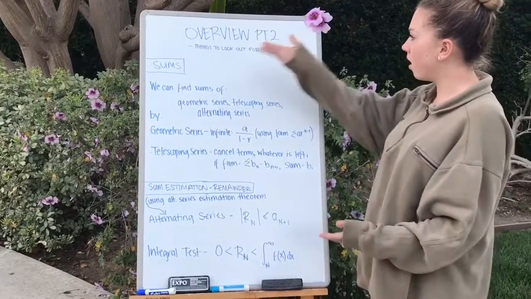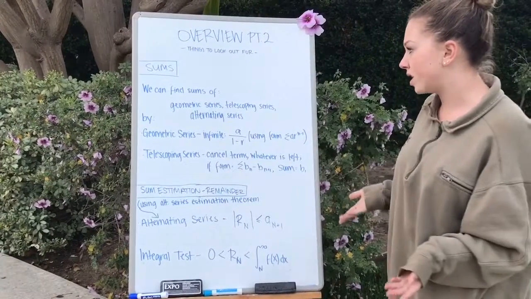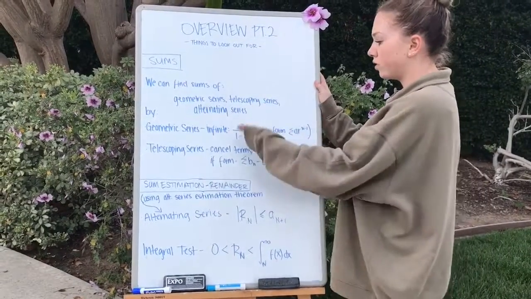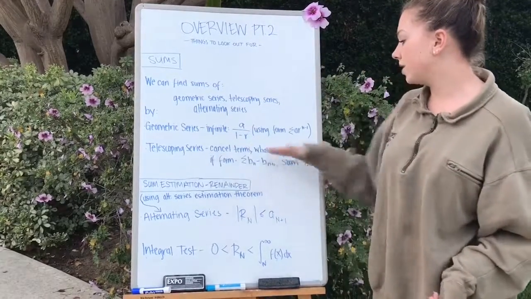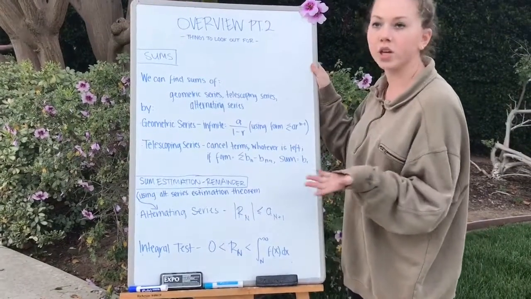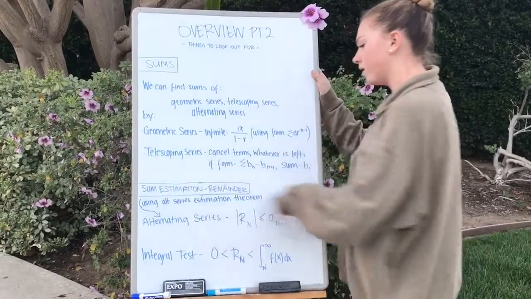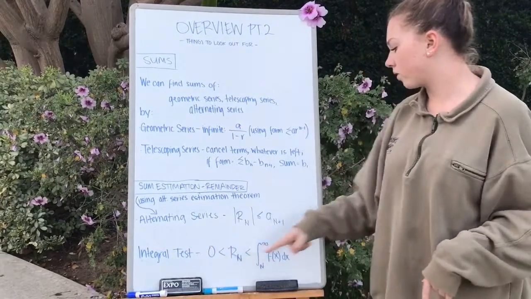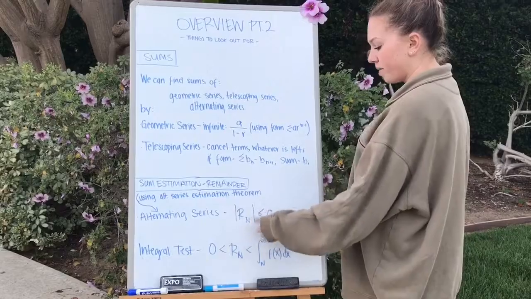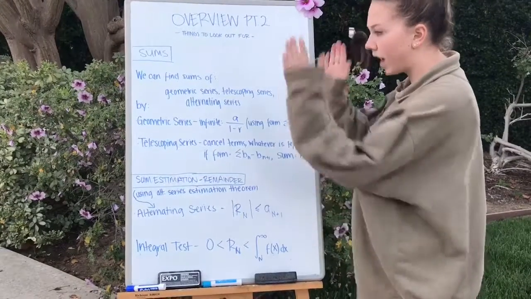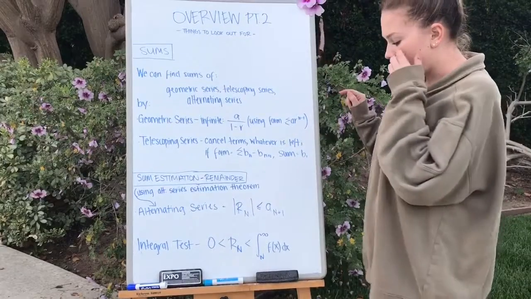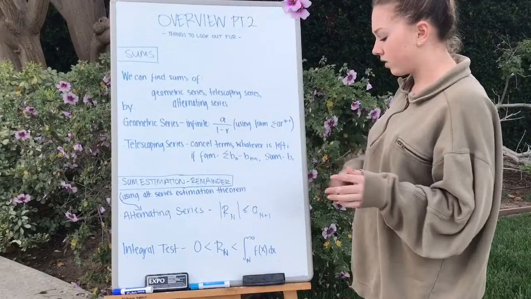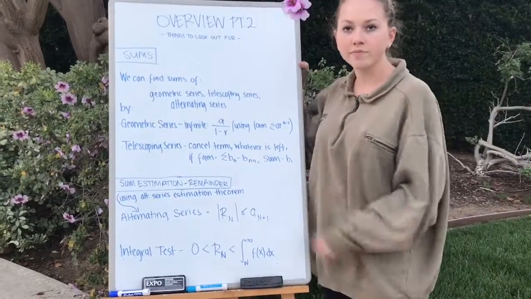Okay, so this is an overview of sums and sum estimation remainders, and we can find the sums of geometric series and telescoping series. So for an infinite geometric series, you use the formula a over 1 minus r, and for a telescoping series, you can cancel out terms, and whatever is left will be your sum. And then for estimating remainder, you can do it for alternating series and for integral tests. For alternating series, the absolute value of the remainder is less than or equal to a sub n plus 1. And for the integral test, 0 is less than the remainder, which is less than the integral from n to infinity of f of x dx.